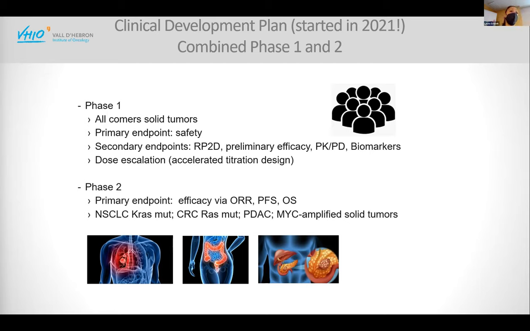We don't need MYC amplification for this to work because KRAS induces tons of MYC, for example. EGFR induces tons of MYC. The PI3 kinase induces a lot of MYC too. So we are doing this, the MYC amplified solid tumors, because people expect it, investors expect it. But it's just something that we are doing because of business reasons, really.